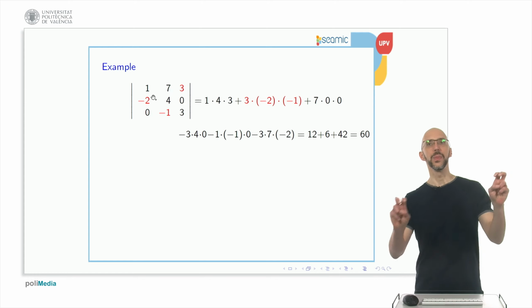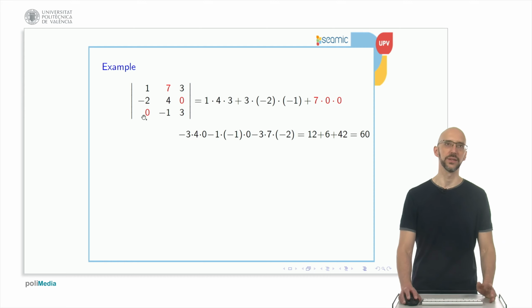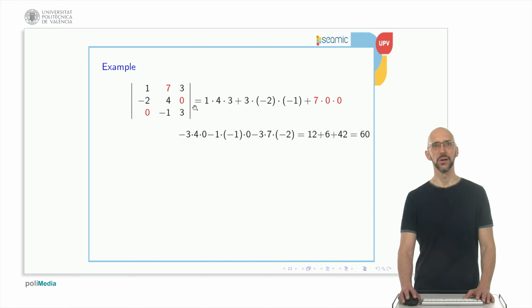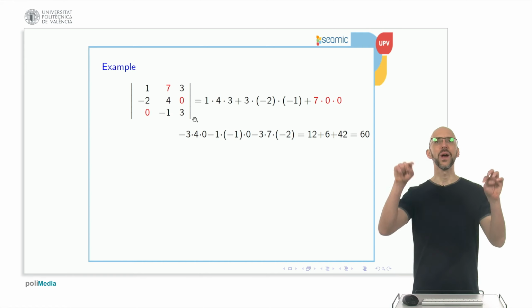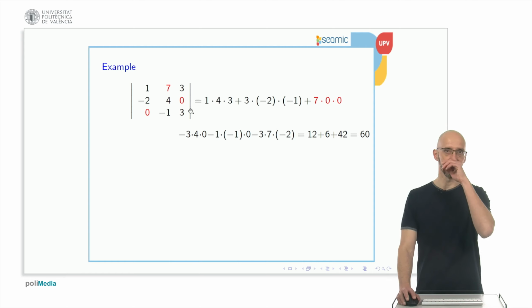Then it would be the diagonal under the main diagonal, but the number 3 is on the other side. Then the next one is the other diagonal, parallel to the main diagonal, but the third number is on the opposite side, here on 0. So the first three numbers are easy to obtain. Let me recall: 1, 4, 3, 7, 0, 0, and -2, -1, 3. It's like obtaining a triangle inside the matrix.